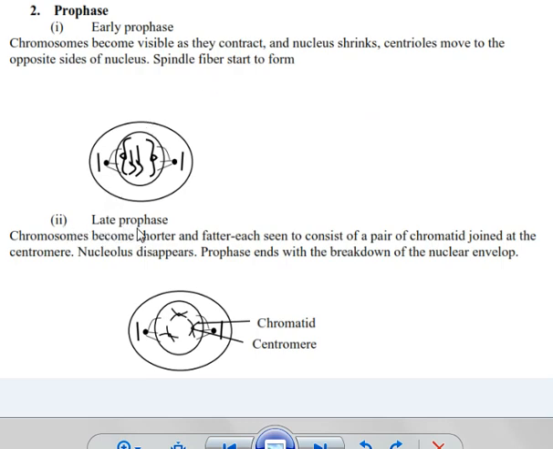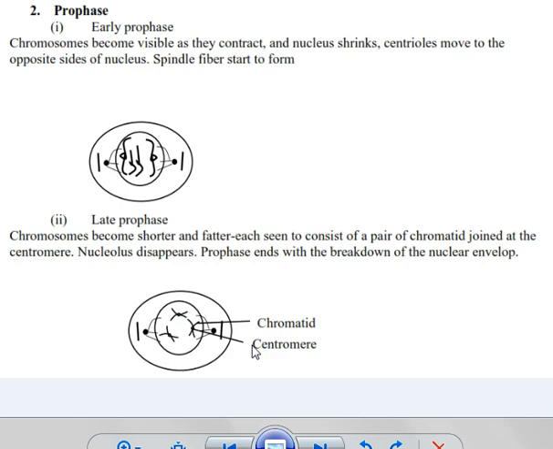in late prophase, chromosomes become shorter. I think you can see them, they are now very short and fatter. You will see that each chromosome is composed of two chromatids that are held at a position called centromere. So there is always what you call the nucleolus in a nucleus, where the ribosomes are made. This nucleolus disappears, and prophase ends with the breakdown of the nuclear envelope.